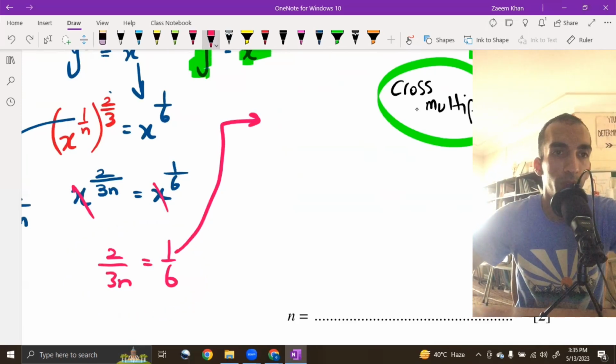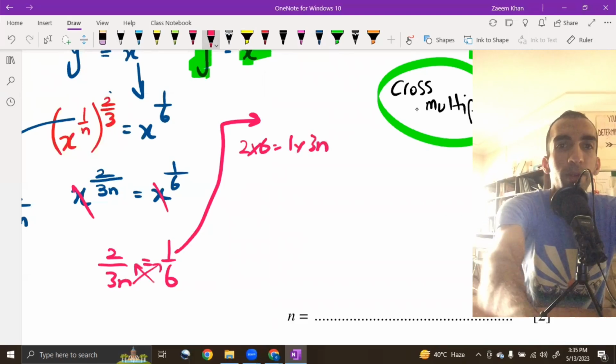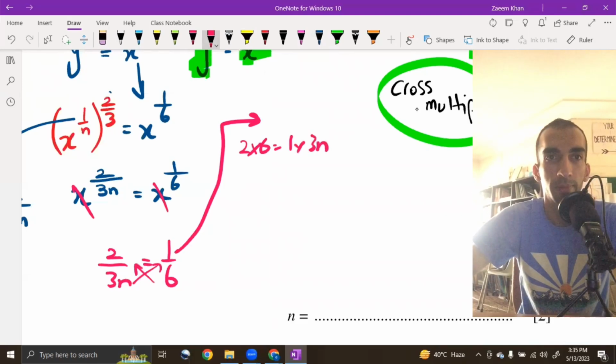What do I do now? We have a fraction equal to another fraction. What do I do? You do 2 times 6 and 1 times 3n. Excellent. 2 times 6 is equal to 1 times 3n. And 2 times 6 is? 12. 12 is equal to 3n.